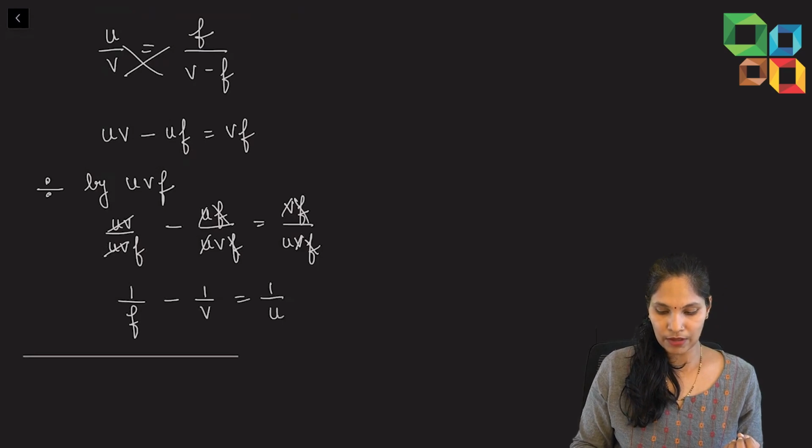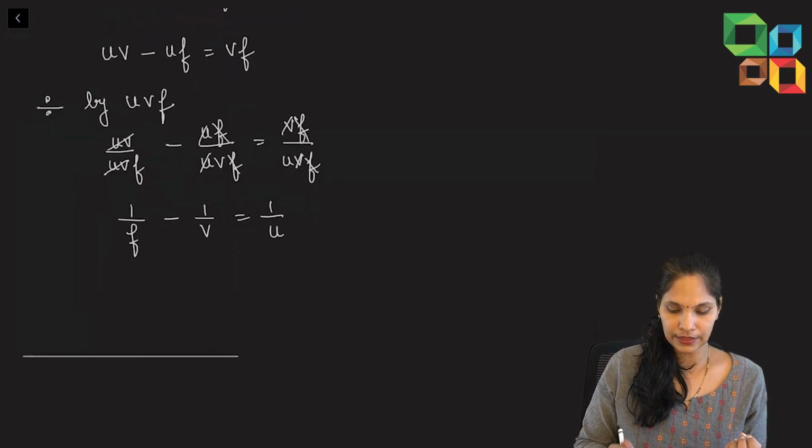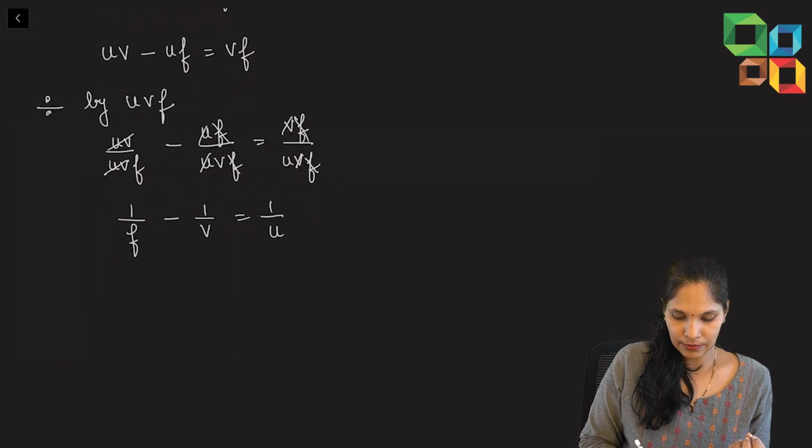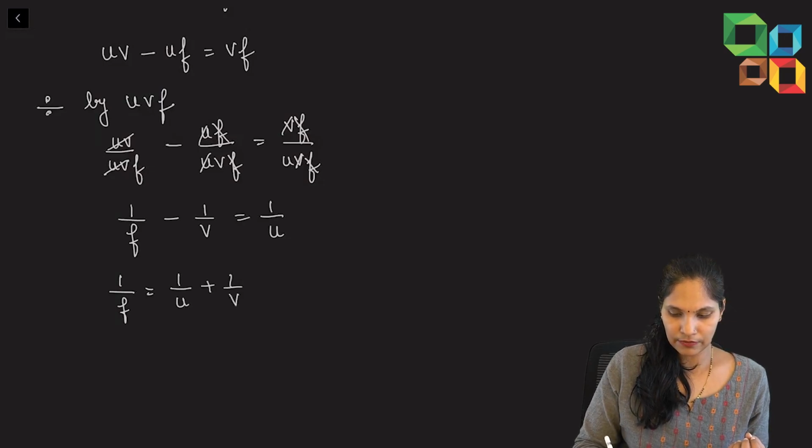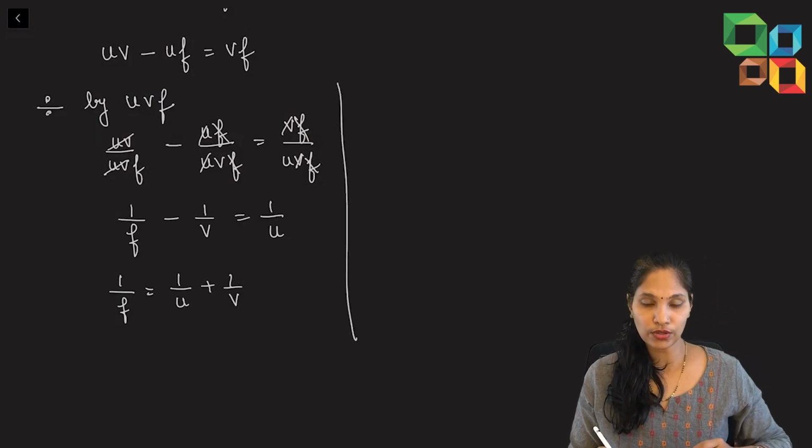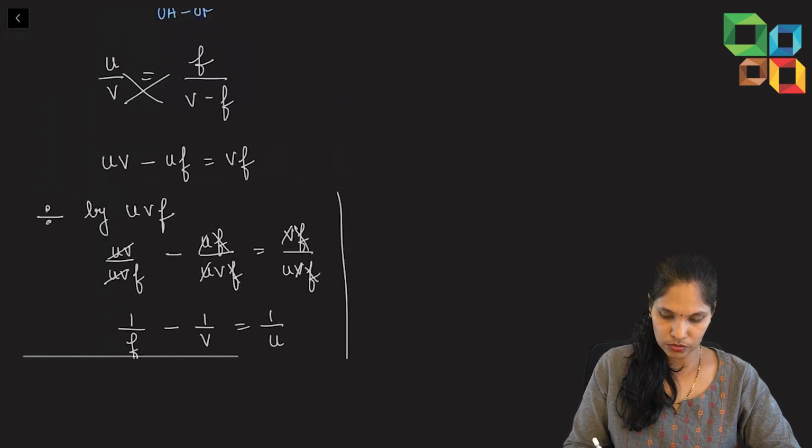Remember, I have not used any sign convention yet. I am going to do it at the end. So I get a relation 1 by F is equal to 1 by U plus 1 by V. Okay, I'll do the sign convention immediately. I told you I'll show you the other method also.